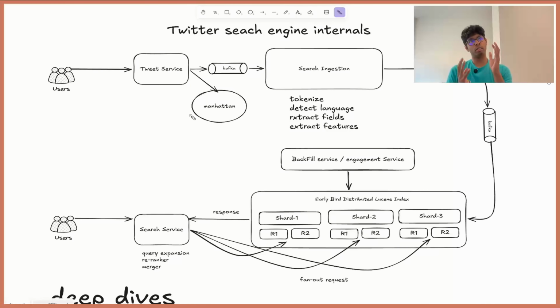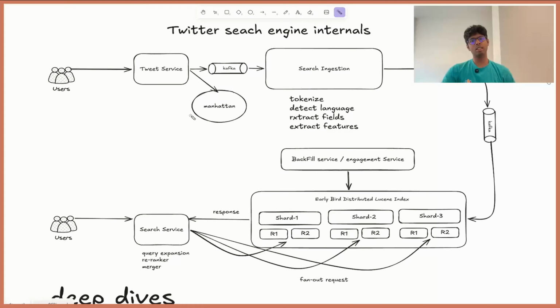These points we'll cover later, and how they are also going to help you in ranking. But this is what search ingestion is doing. It is going to tokenize, detect the language, extract some raw fields, extract some features, and figure out whether there is a URL or not, and whether an image exists or not.